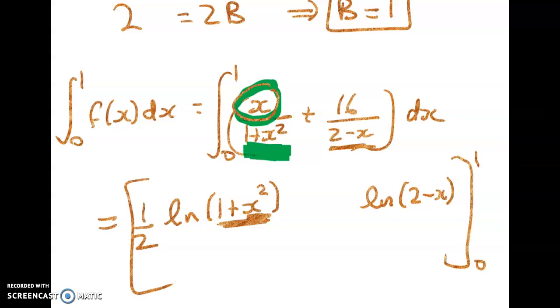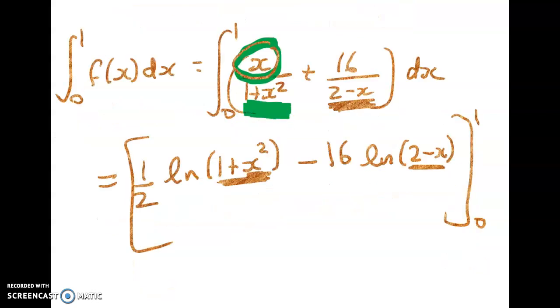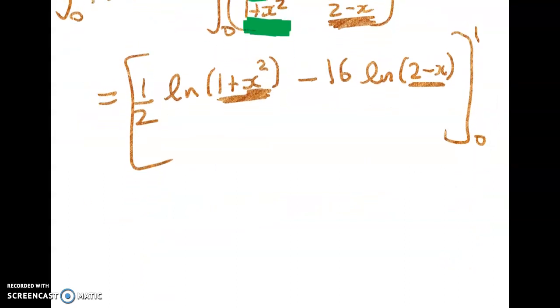But when I differentiate this, I'm going to get 1 over the 2 minus x, which is good, but I'll get a times negative 1. So I don't want that. I need to have minus 16 of that. Okay, so that's the anti-differentiation done. Now we just have to do the substitution. So substituting in gives me this.